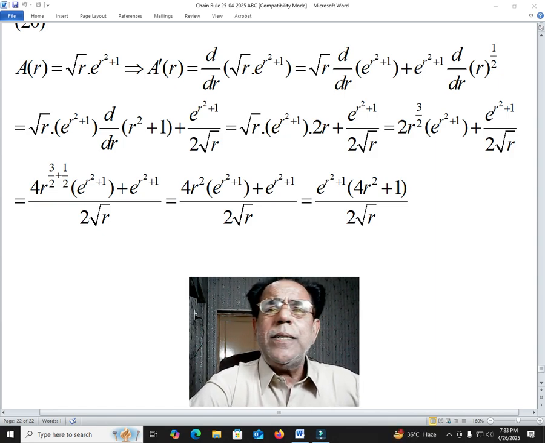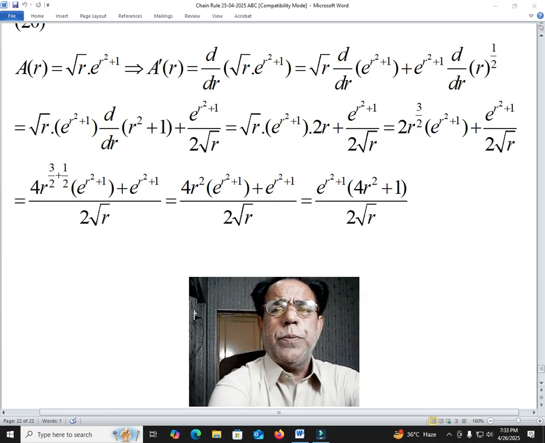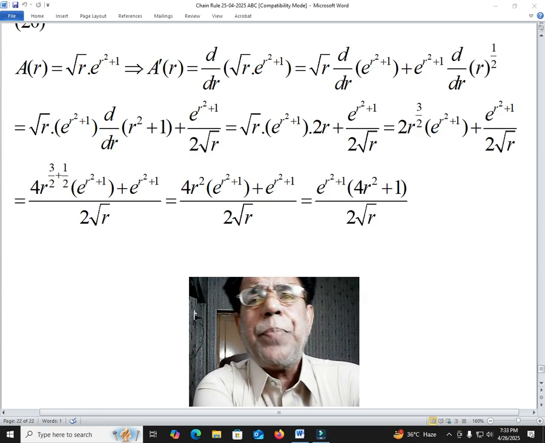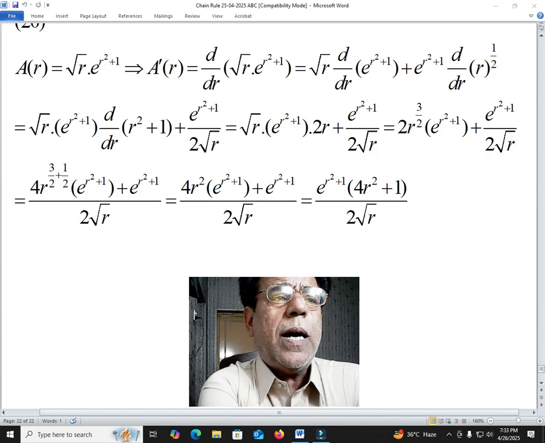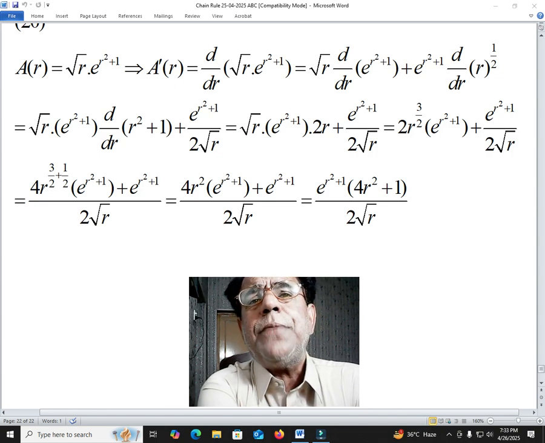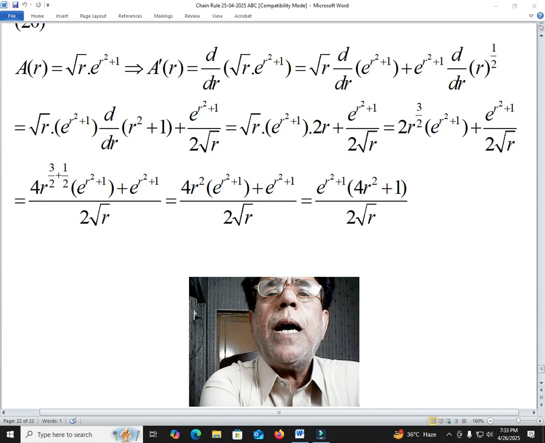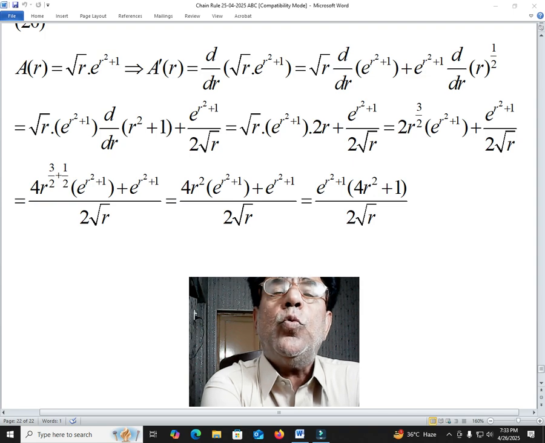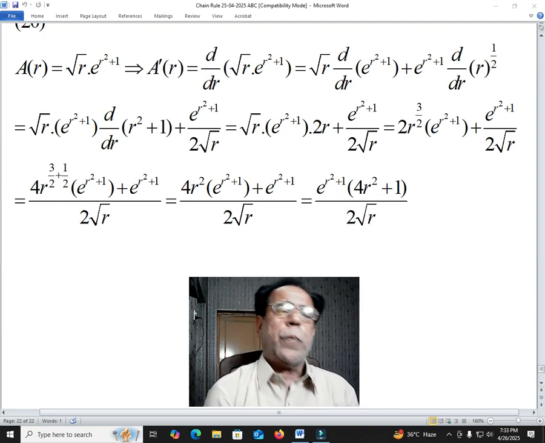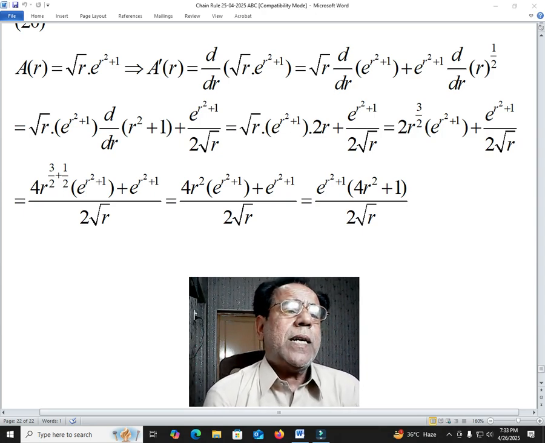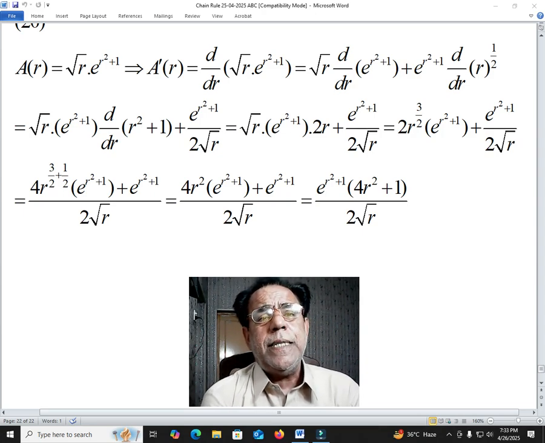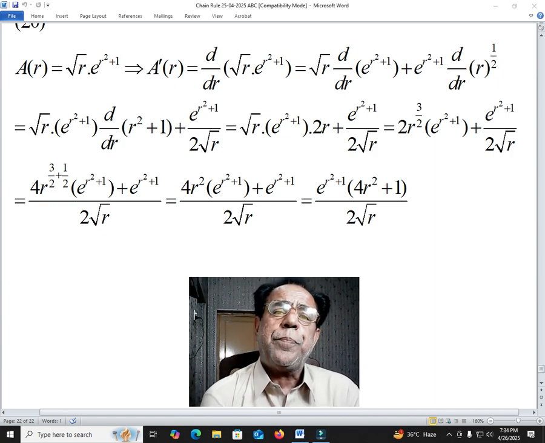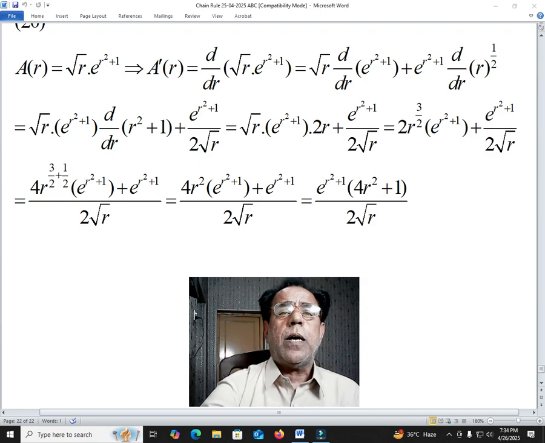Dear students, here we take common factors, and then 2 into square root of r will be multiplied with 2 r raised to the power 3/2. So 3/2 plus 1/2 will be equal to 4/2, and 4/2 means 2. So dear students, after simplification, our answer becomes e raised to the power r squared plus 1 into (4r squared plus 1) over 2 into square root of r.